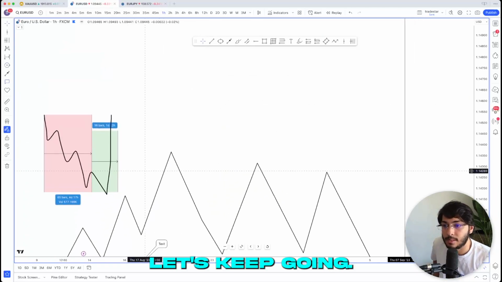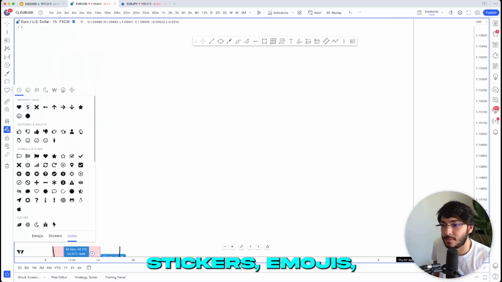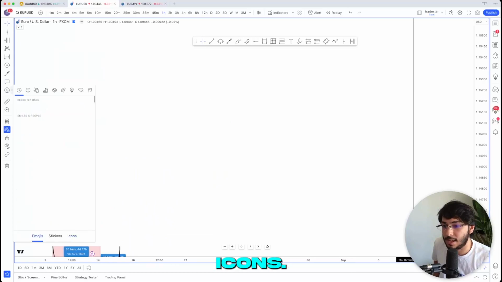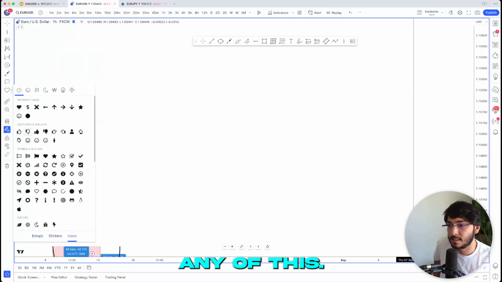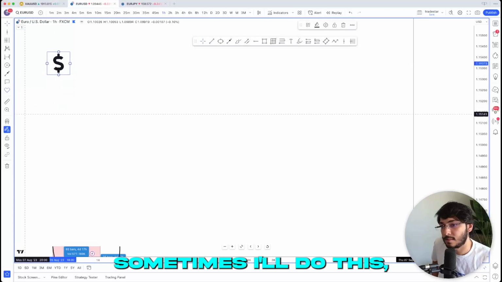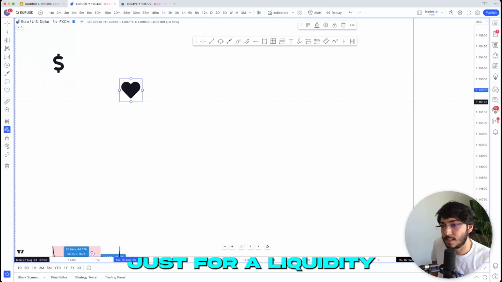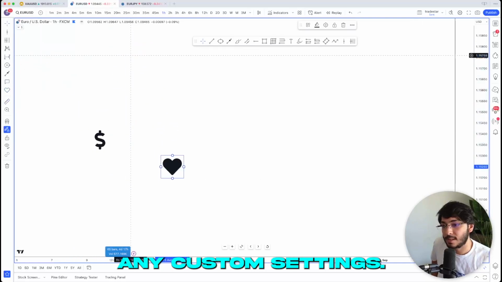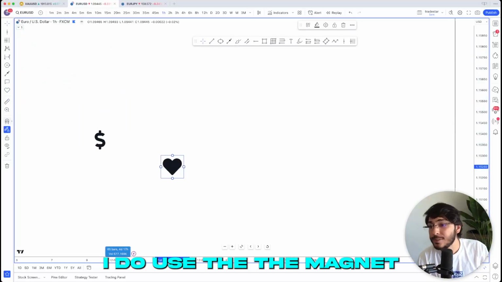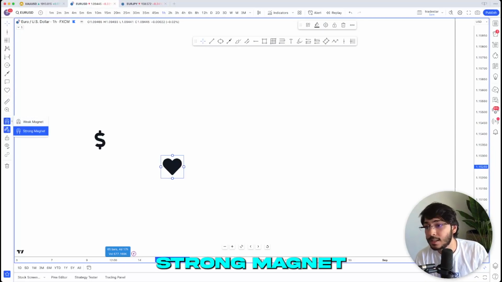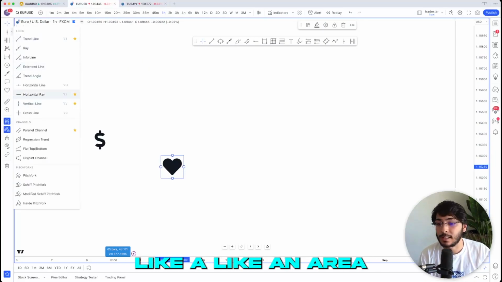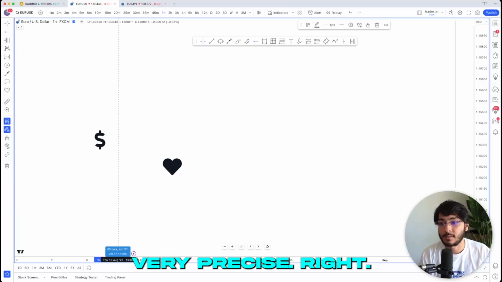Let's keep going. Stickers, emojis, icons. I really don't use any of this. Sometimes I'll do this, or sometimes I'll put a heart just for liquidity. The measuring tool doesn't really have any custom settings. I do use the magnet, and I'll do a strong magnet when I want to get an area very precise, right?